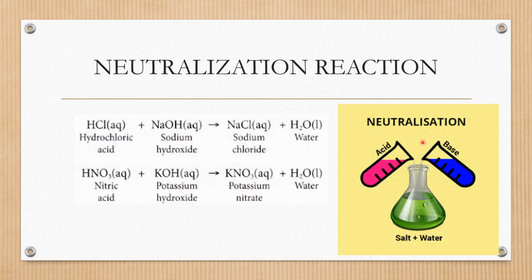Let's see examples. HCl, as we know, is a strong acid, and NaOH is a base. They react to form NaCl and water. NaCl is a salt. And then nitric acid reacts with KOH to form potassium nitrate, which is a salt, and water. This is a neutralization reaction.